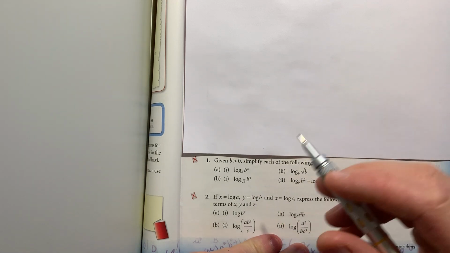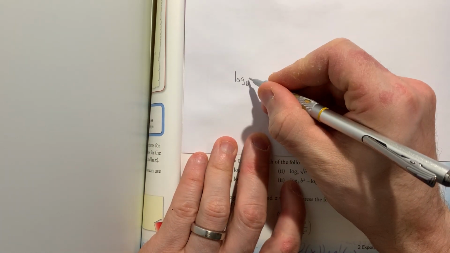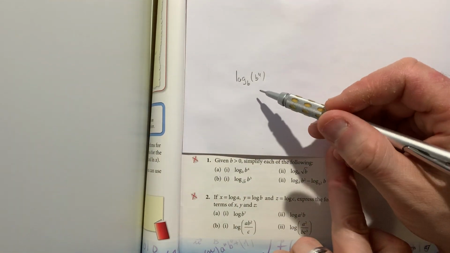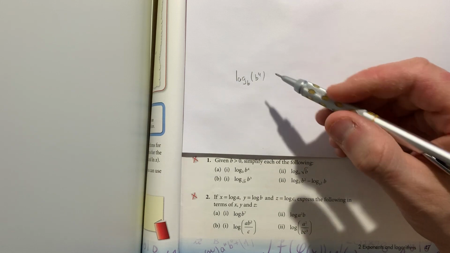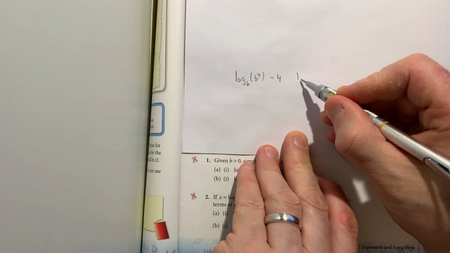Well, these are quite easy. The first one would be log to the base of b of b to the 4. So to which number do we have to raise b in order to get b to the 4? Well, that's obviously 4.